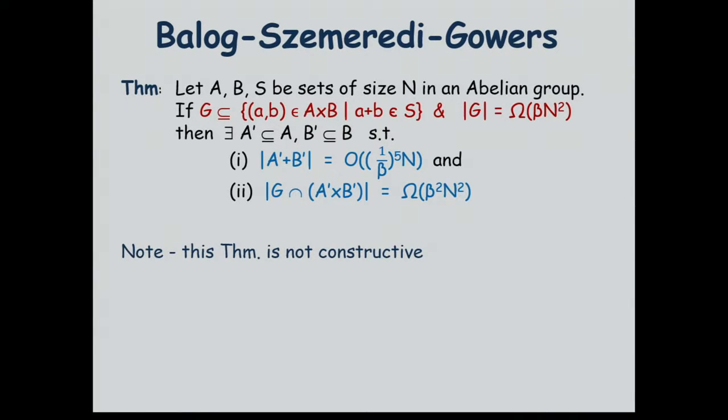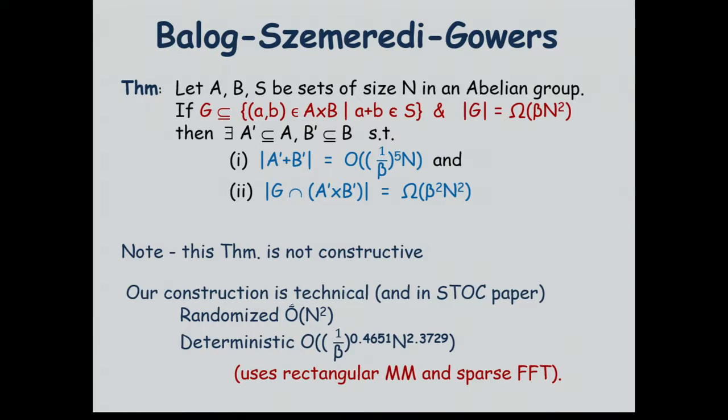There are several proofs, and it's not constructive. So we actually have a construction to construct these sets A prime and B prime. It's a bit technical, and it's in the Stock paper, from the last talk, and it takes us randomized order of n squared time, given log factors. We do this by following one of the proofs, which is actually a randomized proof. So it takes a little bit of technical work, but it's not overly surprising. The deterministic one is a little bit harder to achieve, and we achieve this.